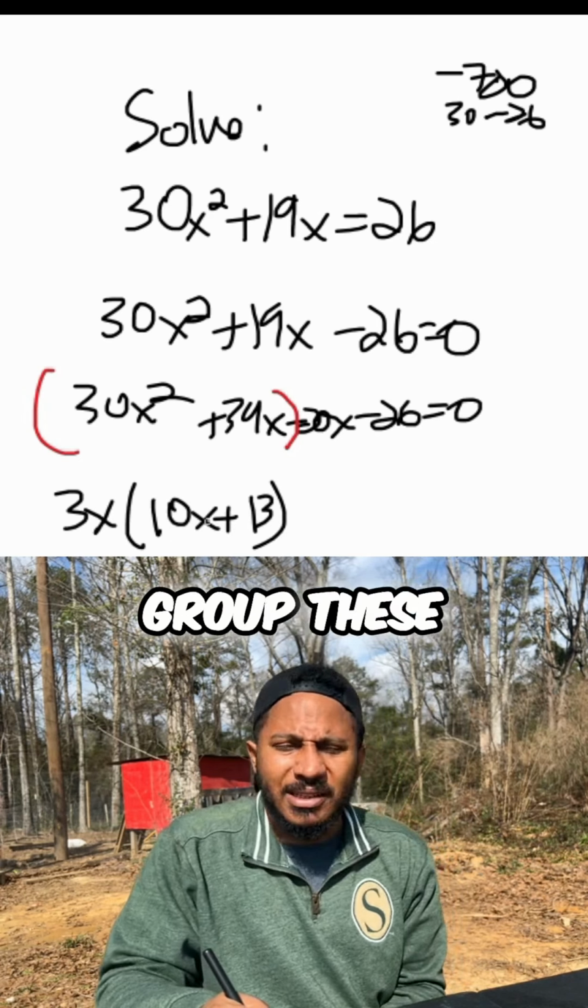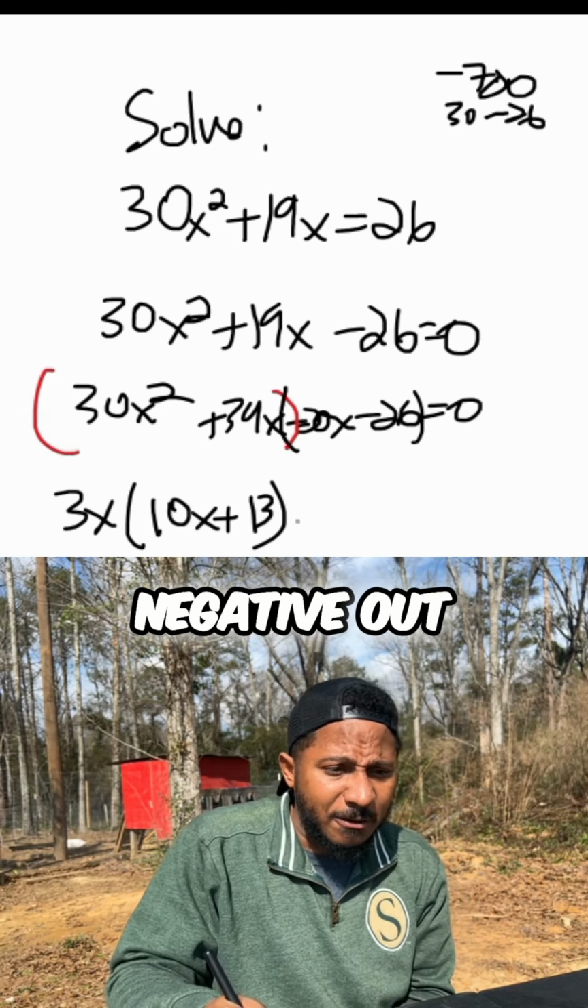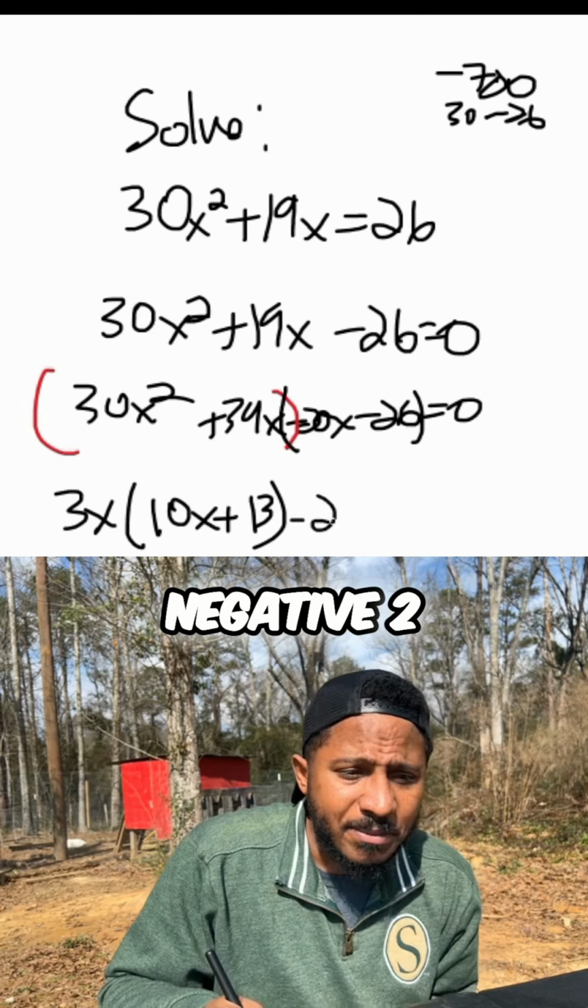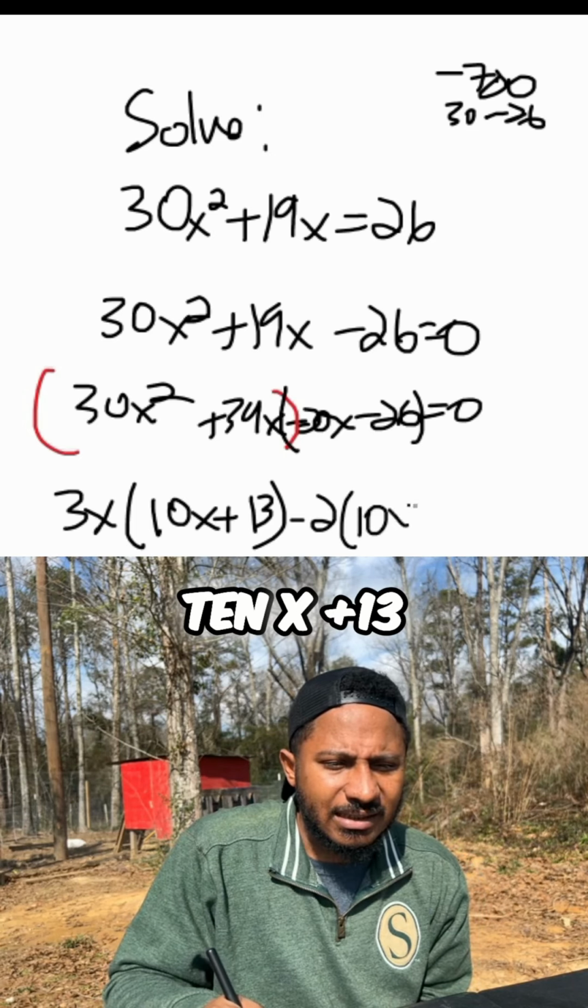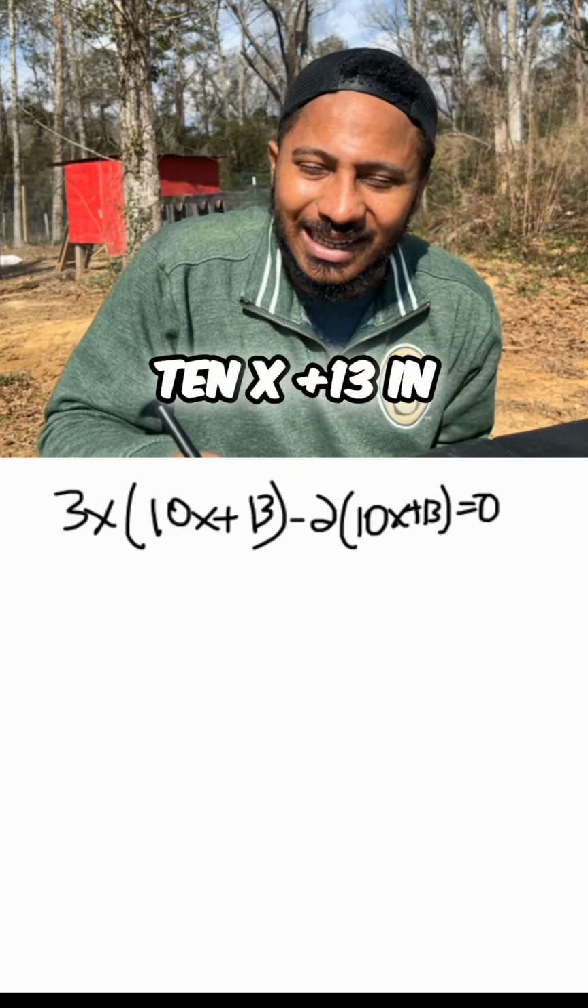Okay. I group these second two. What's their GCF? What do they have in common? Well, notice they both have a negative, so we can take the negative out. But also, I can take a 2 out of each. Okay, if I take a negative 2 out of each, what's left? 10x plus 13. And now looky, they both got the 10x plus 13 in common.